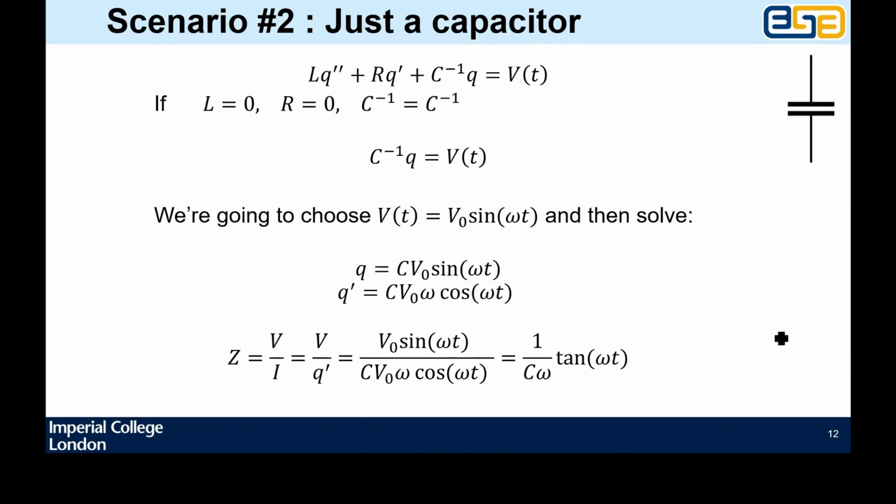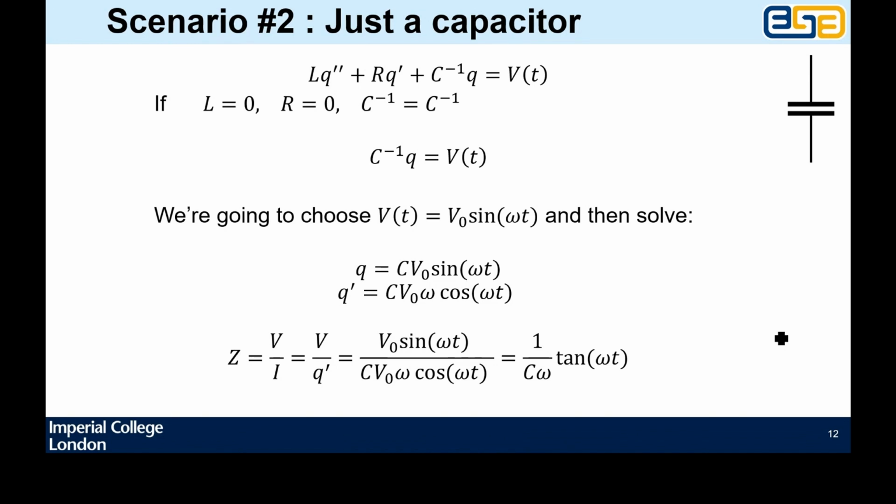Just like last time, Z, our impedance, should be V over I. Well, we've got I because we've just found Q prime by differentiating Q. Fine. We've got V because we chose it. It's V naught sine omega t. That's on the top. And we've got Q prime. There it is: C V naught omega cos omega t.